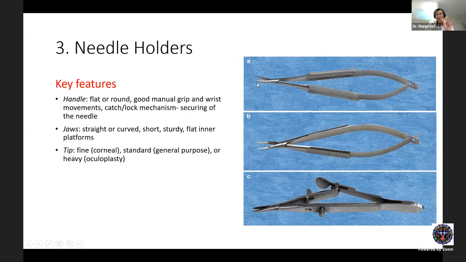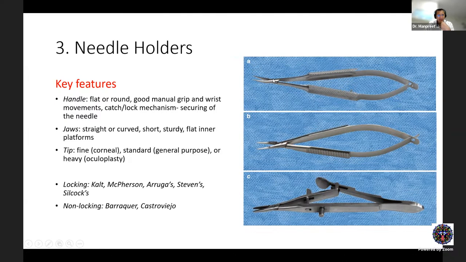Or the tip can be heavy to hold the needle of a 4-0 or 3-0 suture. For Kalt, you can see in figure C, the tip is relatively heavy. And in A, the tip is fine and curved. And then the locking mechanism, with or without lock. So A and B are without lock and C is with lock.